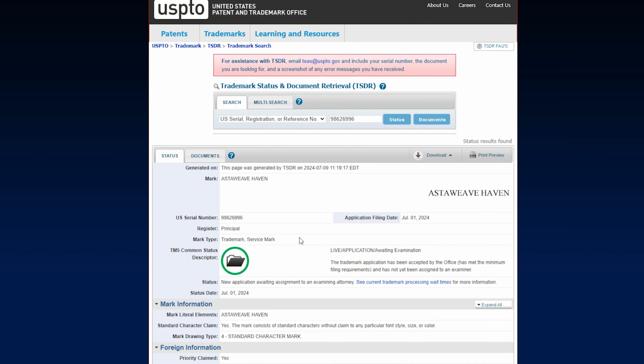We have a new game that's upcoming from Hoyoverse. This is as recent as the 1st of July application filing date, at the United States Patent and Trademark Office. Whenever a new game is being launched and they want to publish it, you want to trademark the name, and Hoyoverse has actually filed Astaweave Haven as the new trademark that they want.